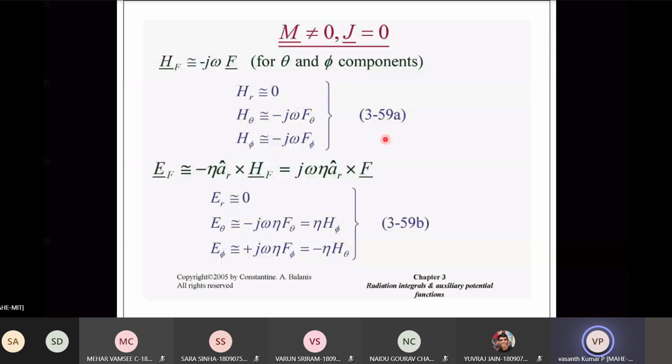Right now it may not be clear to you. It is not given in this PPT, so I can't discuss that here, but I will send it to you today evening or tomorrow. Is that clear? This is only applicable for far fields, that is where r is greater than 2D square by lambda. Is that clear?